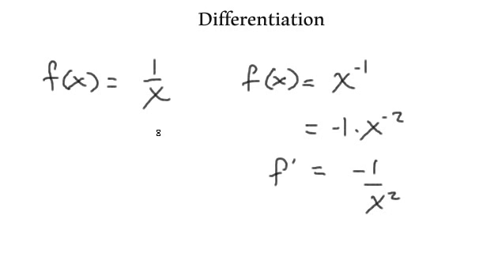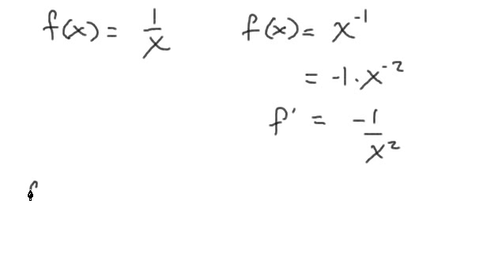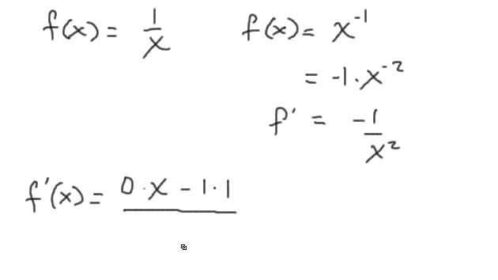However, there is another way of doing this, and it's known as using the quotient rule. The quotient rule. And this is how it goes. I'm going to take the derivative of the top, which is 0, times the bottom, minus the top times the derivative of the denominator, which is 1, and it's all over the denominator squared.